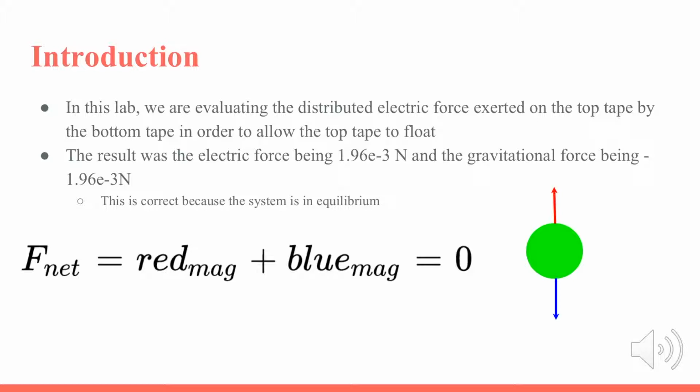The result that I found was the electric force being 1.96 times 10 to the negative 3 newtons, and the gravitational force being negative 1.96 times 10 to the negative 3 newtons. And I believe this is correct because the system is in equilibrium, because the electric force and the gravitational force are both equal in magnitude, opposite in direction. If you look at the graphic below, you can see the red force being the electric force from the bottom tape on the top tape, and the blue arrow being the gravitational force of the Earth on the top tape.